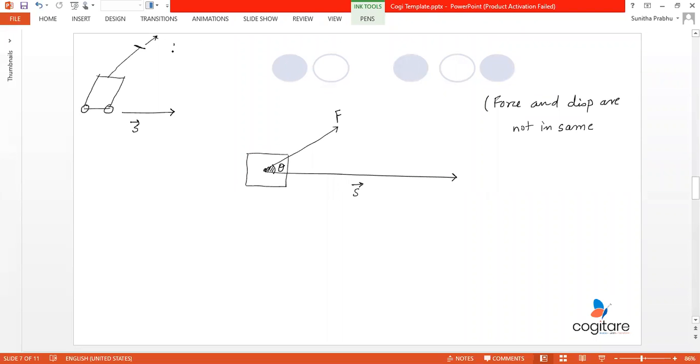In this case, case number 2, force and displacement are not in the same direction. Do you agree to this? Yes, sir. Okay, so what will be the work done here then?